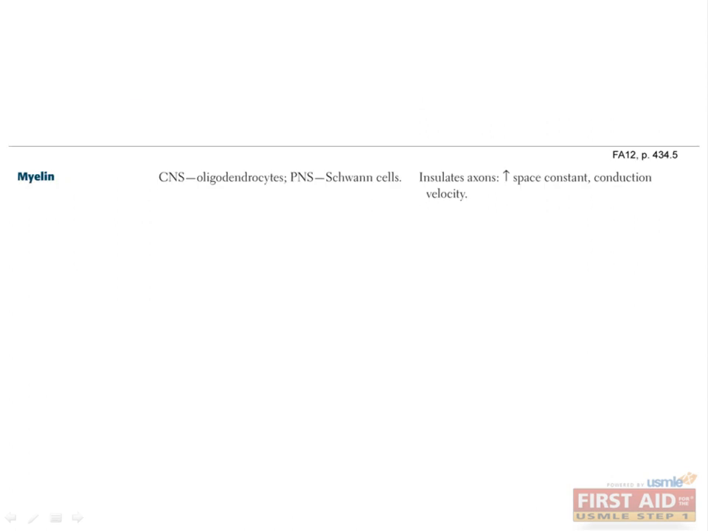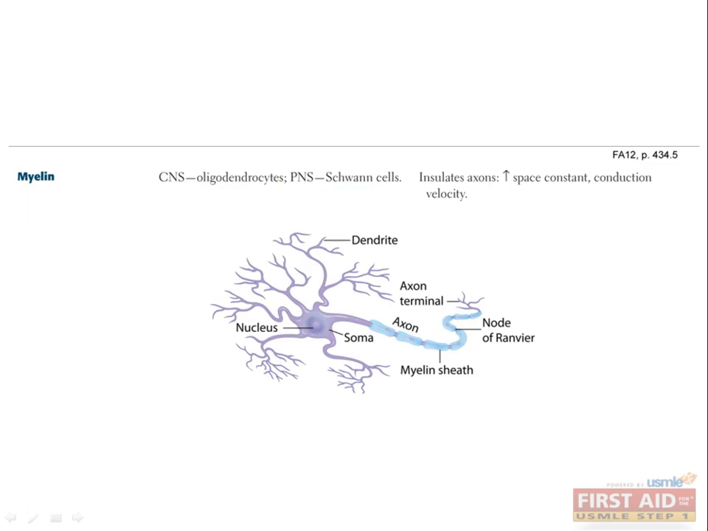Myelin is present in both the central and peripheral nervous systems. In the CNS, it is produced by oligodendrocytes, while in the PNS, it's produced by Schwann cells. Myelin dramatically increases the conduction velocity of electrical signaling by increasing the space constant. This drawing shows the myelin sheath around an axon. You'll also note the nodes of Ranvier separating the different portions of the myelin sheath.